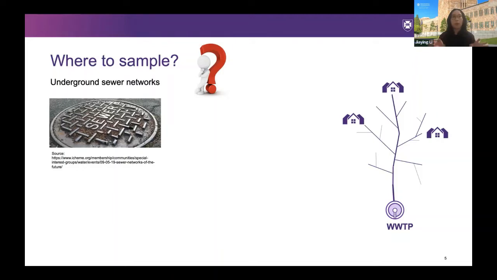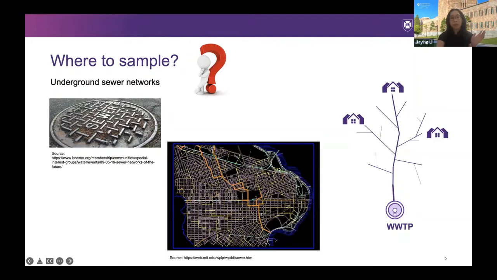Similar to road networks, the sewer system is another joint system underground. You can see this kind of manhole everywhere on the road, on the street, and in a city-wide catchment, there could be thousands of such manholes. So where are the optimal, representative manholes that we should take samples from? This is an important question for us.